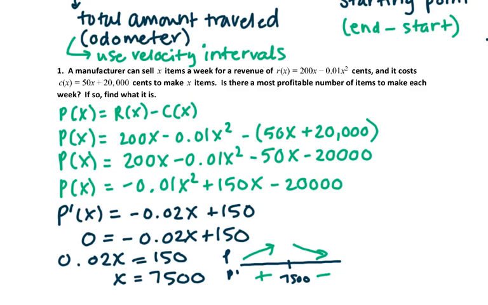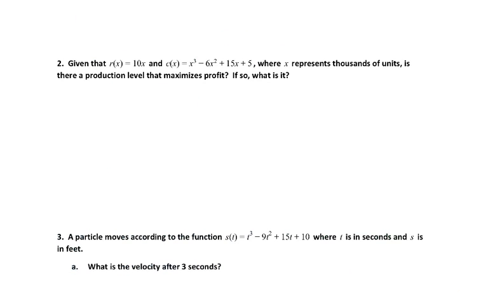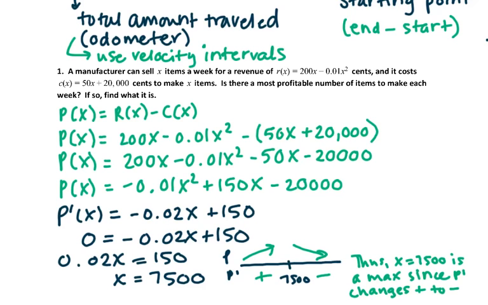So, you know my favorite statement. I'm going to try to squish it down here. Thus, X equals 7,500 is a max since P prime changes positive to negative. So this is the calculus explanation. The sign chart alone will not be counted in a free response question, but you need to do it so that you can write this statement with an explanation that will count.